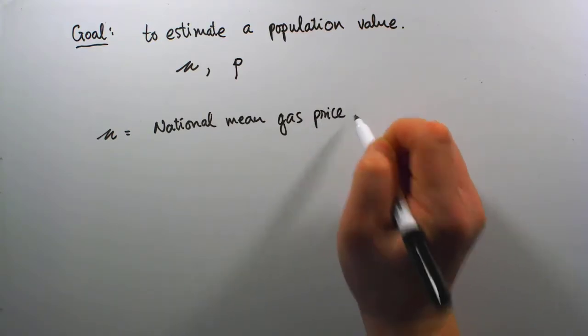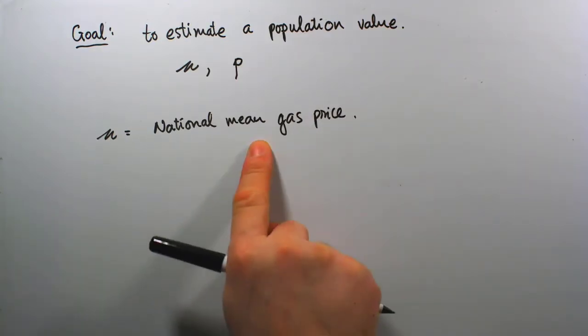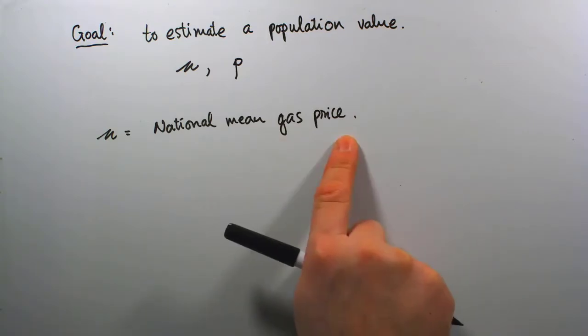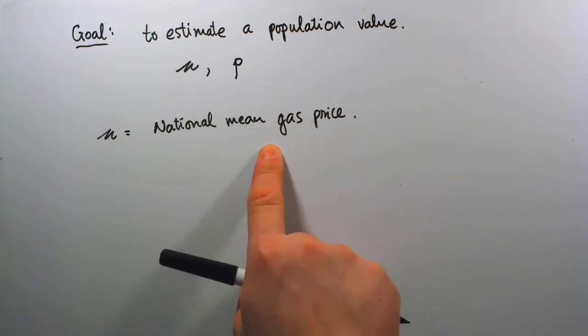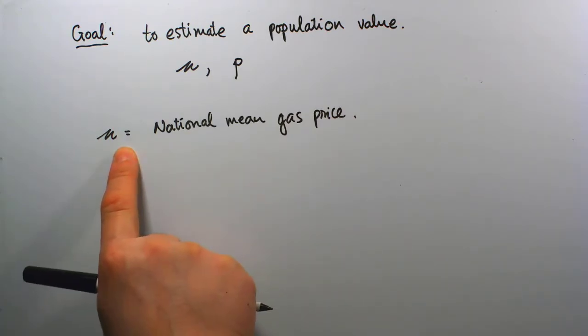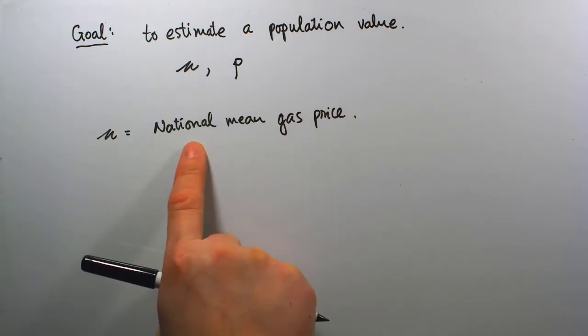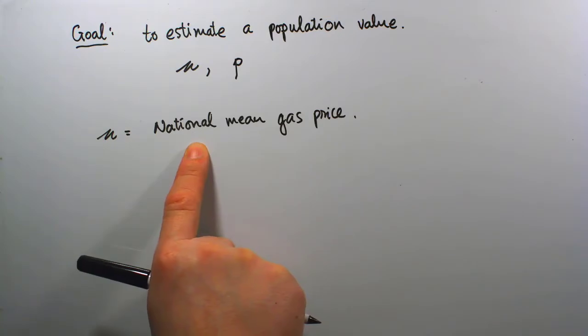Because to find this value, we have to go through the entire population of gas prices out there and average them out. So this value is usually unknown because it's very hard to find. It is national data, very big data, to just calculate that value.